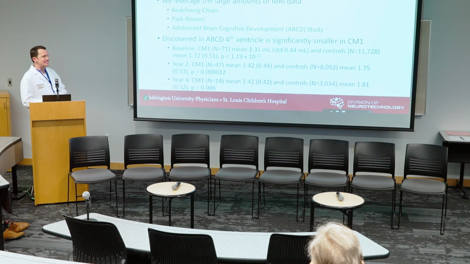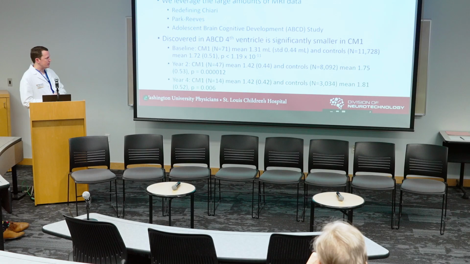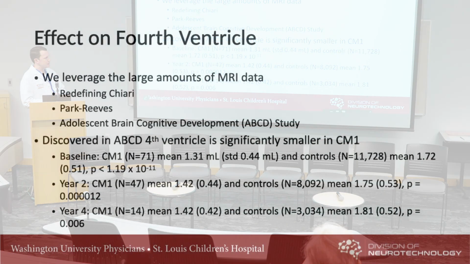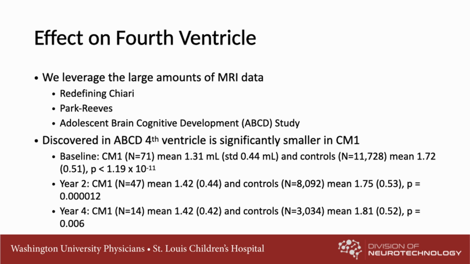If you look at those incidental Chiari malformations in that study and do some fancy segmentation to automate the volume of that fourth ventricle, you could see a really strong signal that the individuals with a Chiari malformation were much smaller than their controls. There's a large number of controls, about 11,000 once you remove the 71 or so that had a Chiari malformation, which meant that you were able to reach some really high statistical significance numbers. And if you repeated those over the years, as you can see when you get to year 2 and year 4, it was a consistent finding.